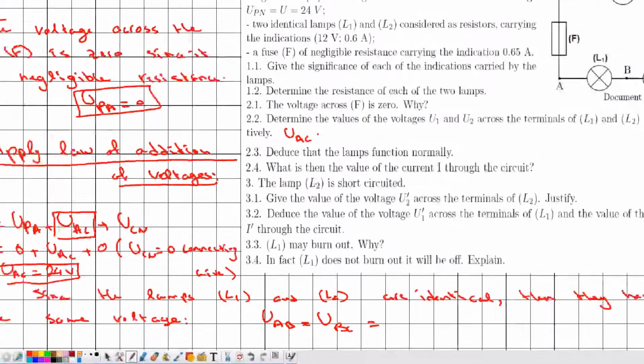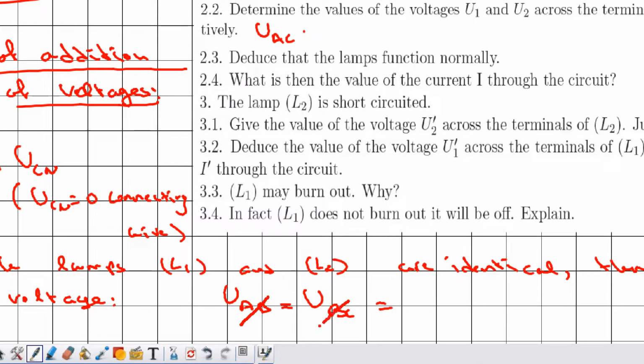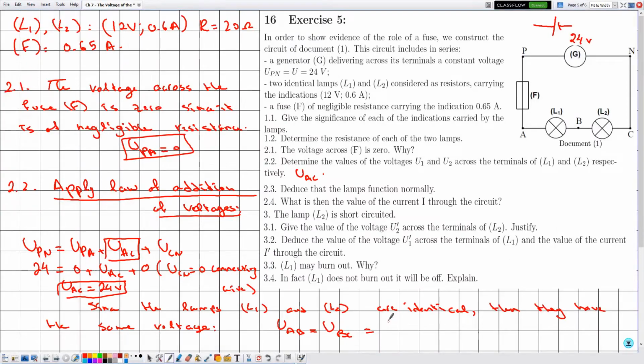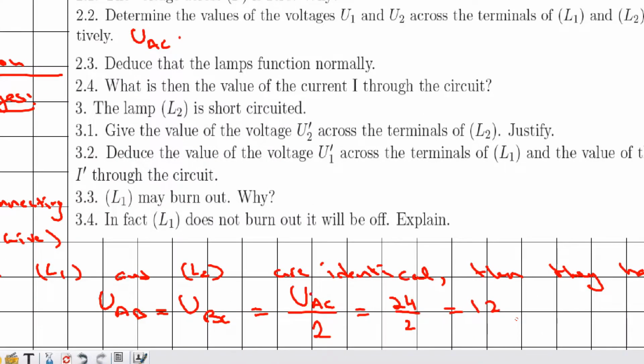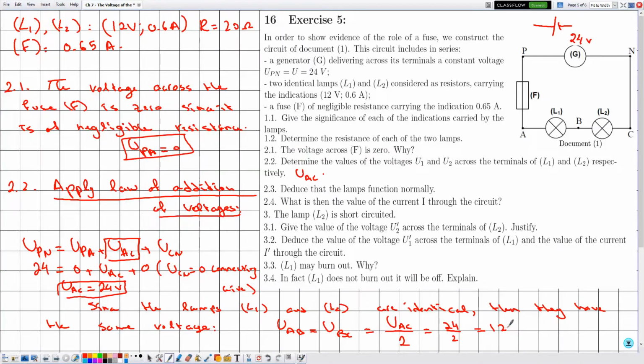Now notice that in this equation, B will cancel out and we are left with the voltage UAC. Divide by the number of lamps we have, which is 2, so it is equal to 24 divided by 2, which is equal to 12. Since UAC is expressed in volts, the voltages UAB and UBC will be in volts.